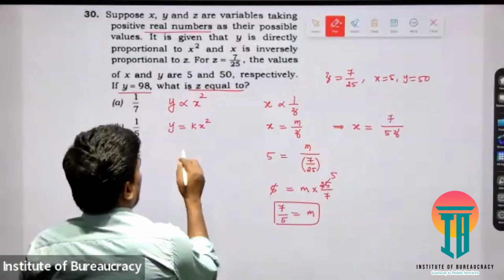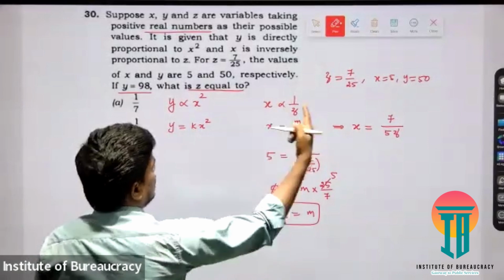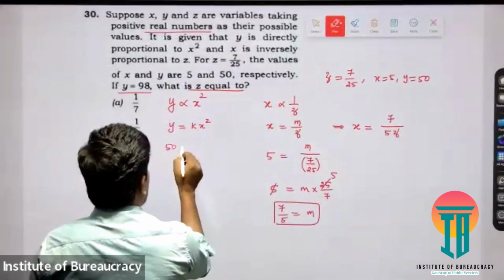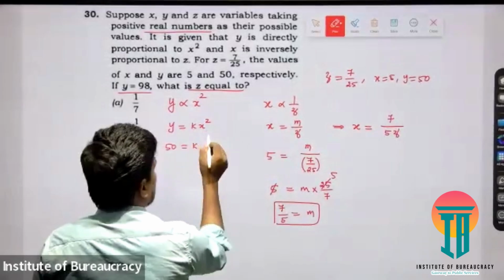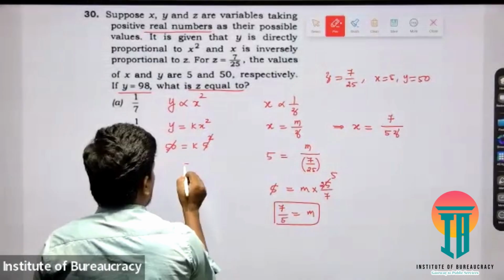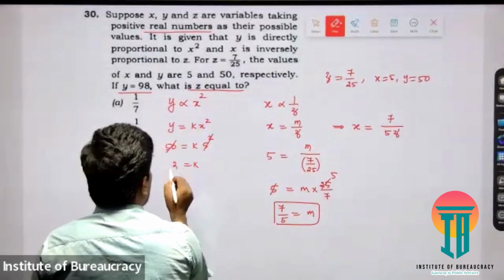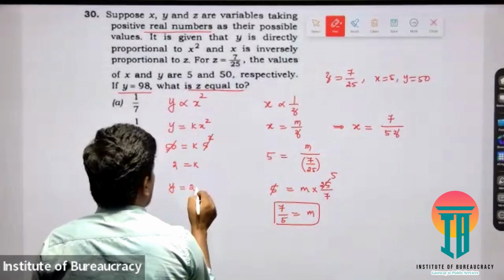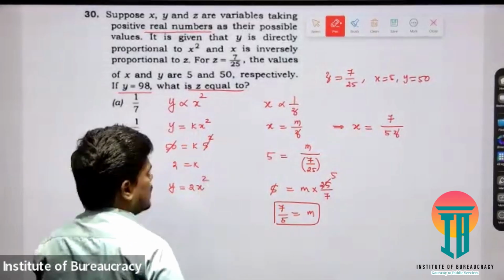Same way, x is 5, y is 50. So y is going to be 50. K value, x is 5, therefore 5 square is 25, therefore K is going to be 2. So when k is 2, y and x are related like this: y = 2x square. That's how it is related.